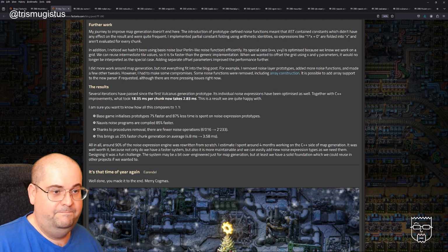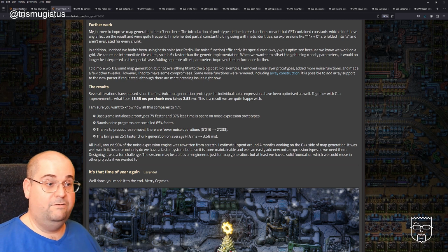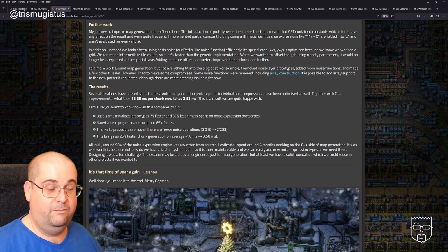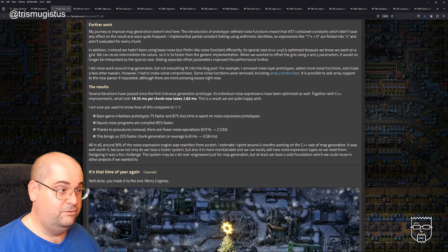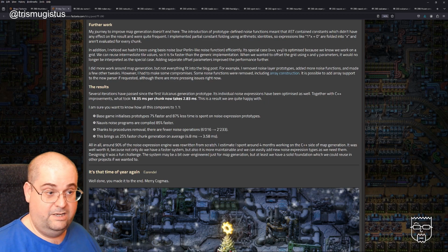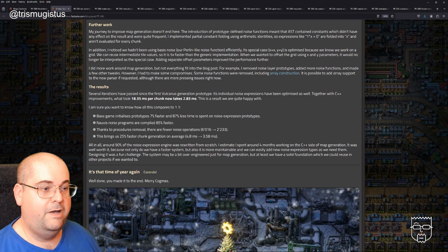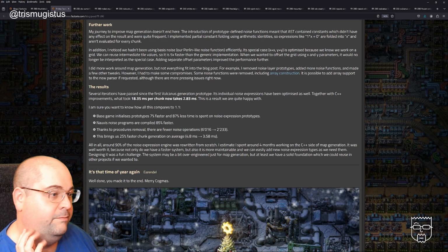I'm getting carried away. I did more work around map generation, but not everything fit into the blog post. For example, I removed noise layer prototypes, added more noise functions, and made a few other tweaks. However, I had to make some compromises. Some noise functions were removed, including array construction. It is possible to add array support to the new parser if requested, although there are more pressing issues right now.